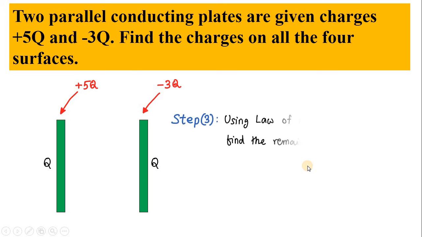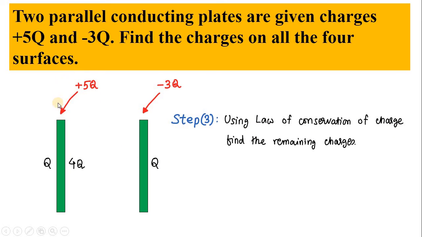For that, step number 3 is using the law of conservation of charge to find the remaining charges. That means if 5q amount of charge was given to the first plate and out of 5q, 1q has come on the left side, the remaining 4q must be present on the right side of this plate, because this plate is isolated. It is not connected to any battery. It is not connected to the earth. It is not connected to any other plate. So the total charge on this single plate should remain constant. That is the law of conservation of charge.